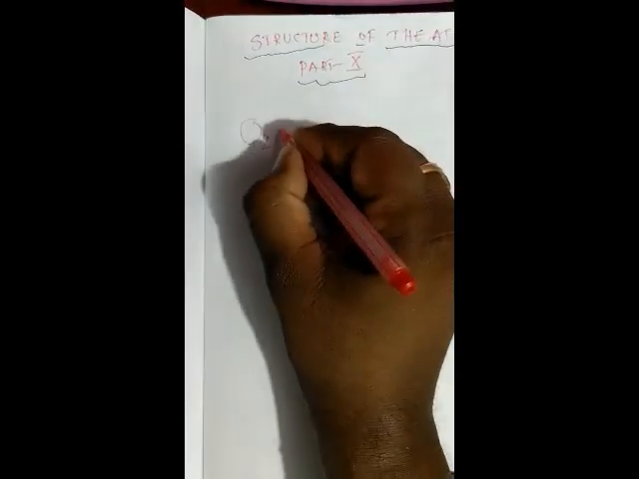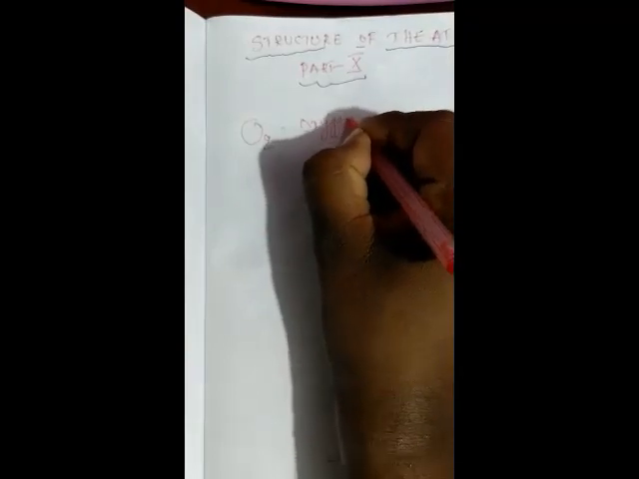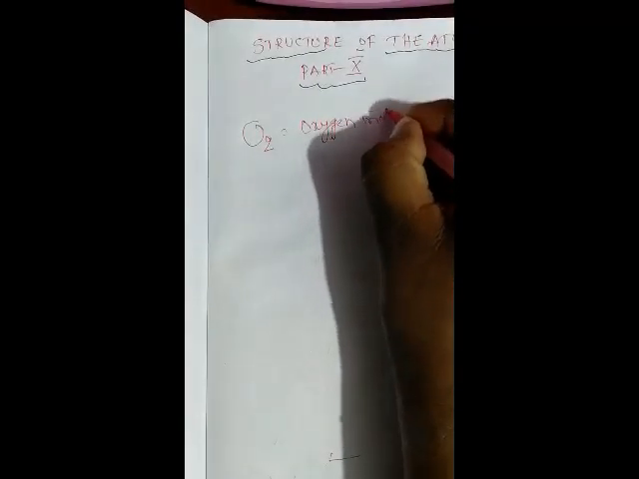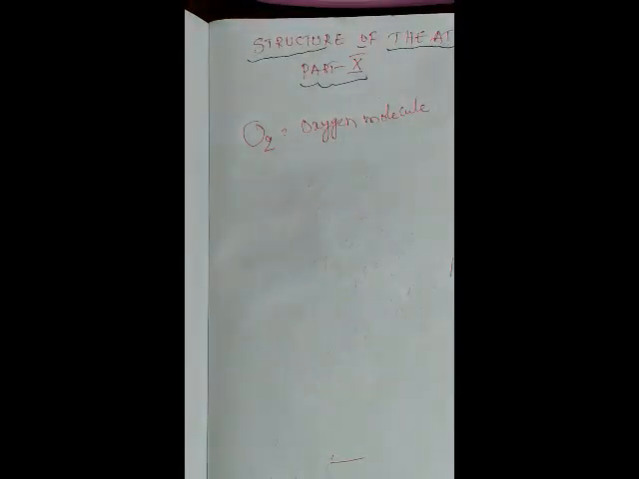Okay, now see here, covalent compound. Listen carefully. For example, here oxygen O2. This O2 is known as the oxygen molecule. Oxygen molecule. And this is not a compound, this is an element.